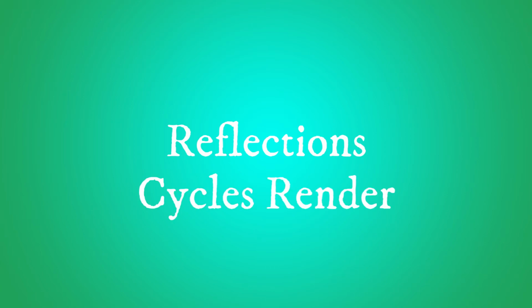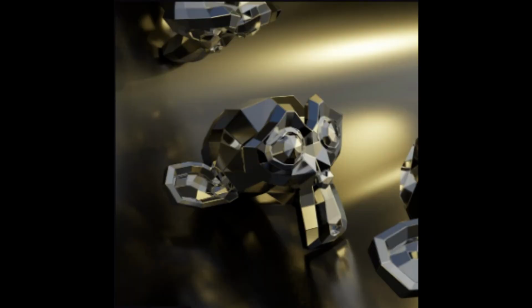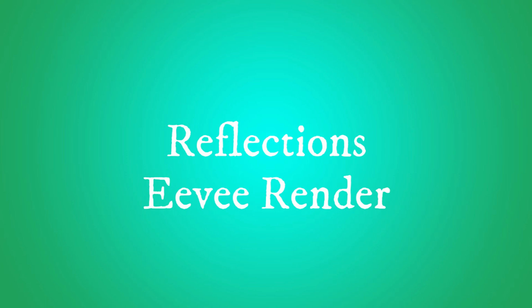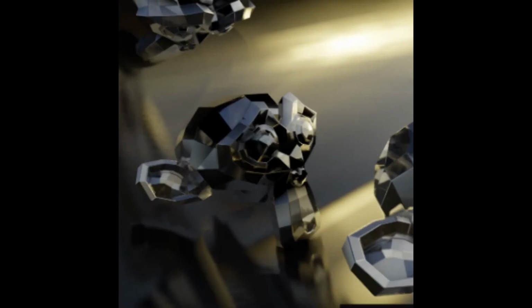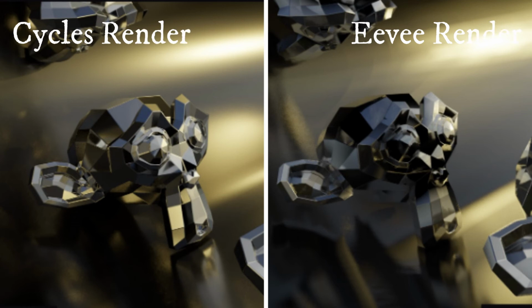Next, we'll look at reflections. As you probably noticed by now, Cycles works by bouncing rays of light to create more realistic looking scenes, and so great looking reflections won't be a surprise. But Eevee uses some tricks to mimic the reflection's look, but it doesn't end up looking as good as the Cycles render. The Cycles render took 18 minutes to render, but gave a fantastic and realistic looking render. The Eevee render took 14 seconds and gave a good looking render, but not as realistic as the Cycles render.